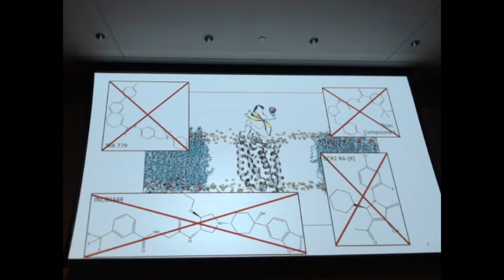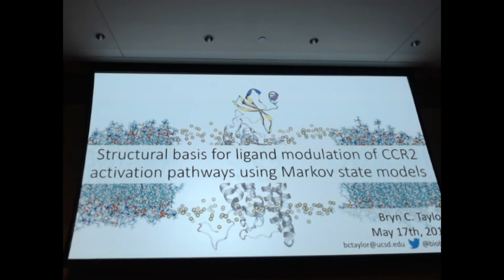So some chemokine receptor antagonists have been successful as treatments, such as you might know Maraviroc, which inhibits HIV entry into host cells, that targets CCR5, and a non-Hodgkin's lymphoma and multiple myeloma drug, which targets CXCR4. But we haven't had such luck with CCR2 antagonists. So with that in mind, today I'll be talking about the structural basis for ligand modulation of CCR2 activation pathways using Markov state models. So with a complete understanding of CCR2 dynamics, we'll be better poised to modify existing drugs or design new ones to more effectively inhibit its signaling.